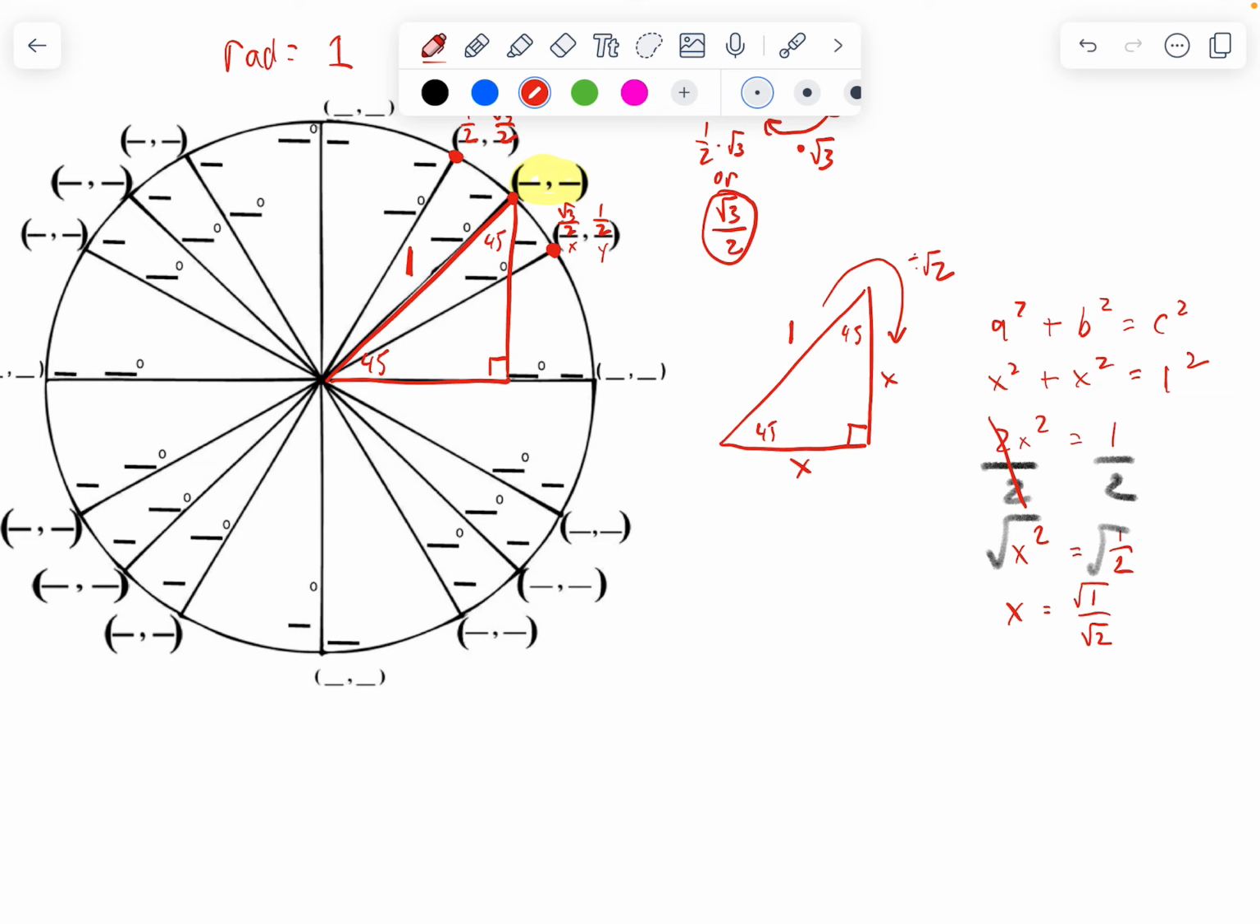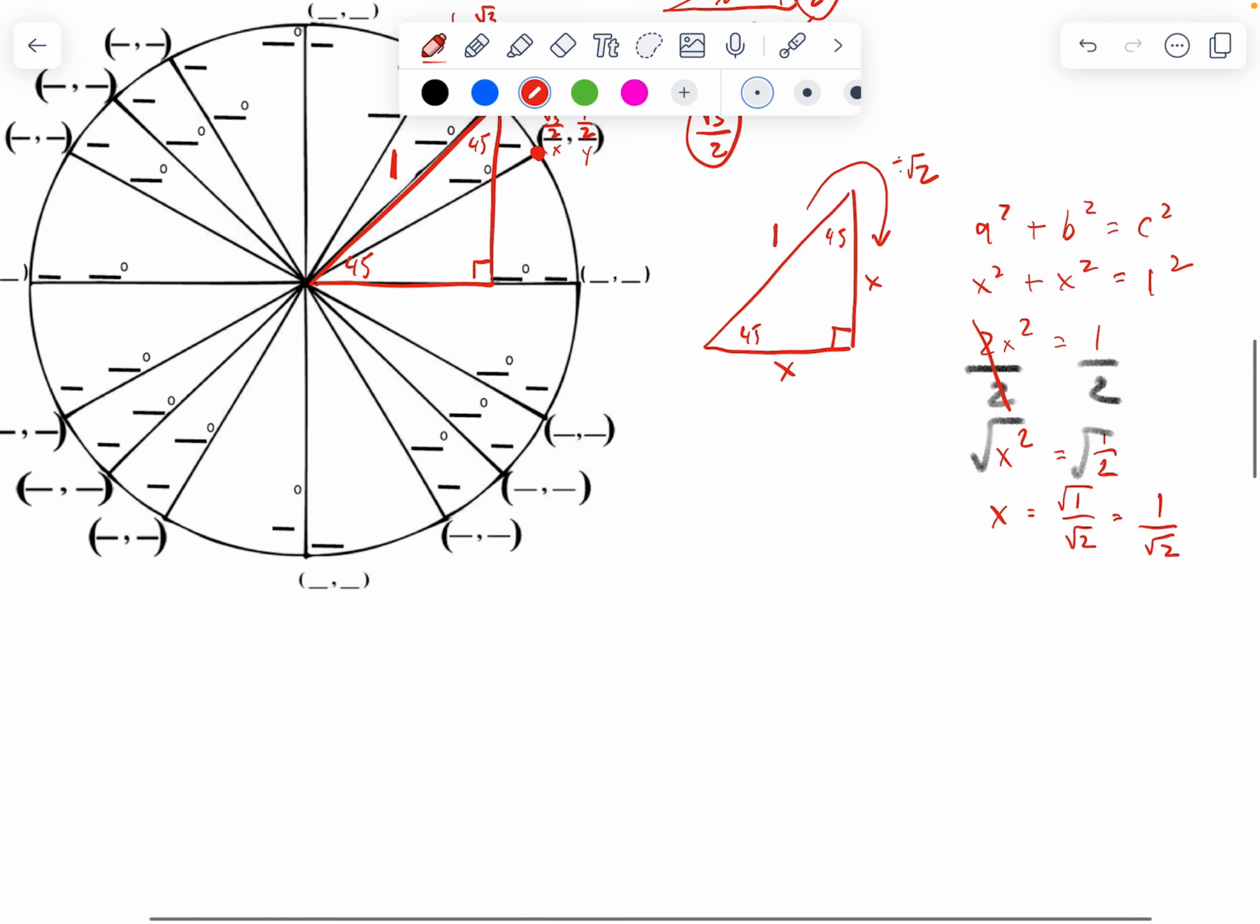because, so basically if you square root a fraction, you can split it up into the square root of the top divided by the square root of the bottom. And we know the square root of 1 is just 1. And so what we're left with is 1 over root 2.